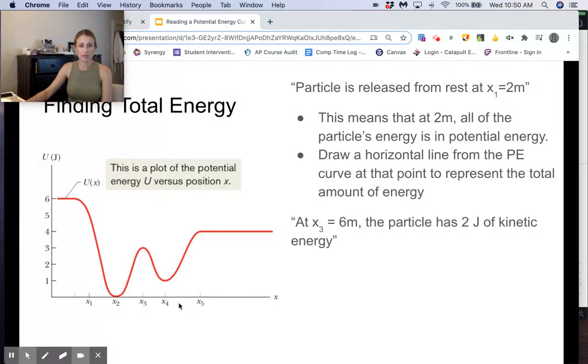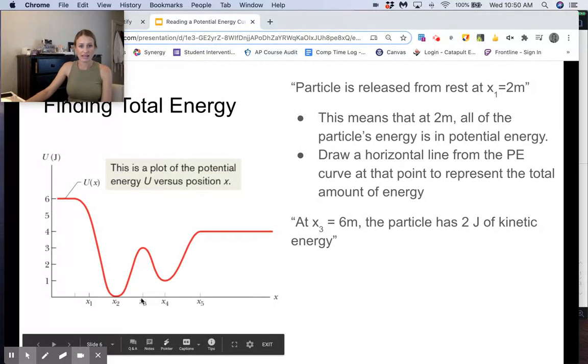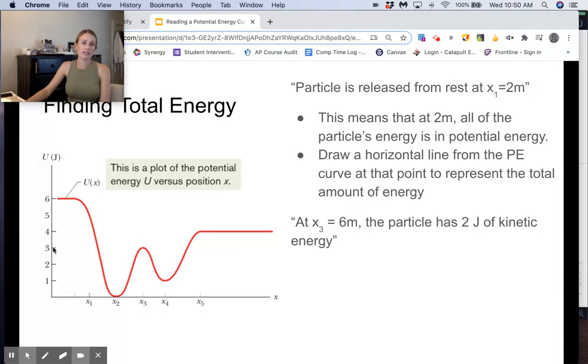Another example would be at x3 equals 6 meters, the particle has 2 joules of kinetic energy. So you would come here to this x3, which is 6 meters. And here I would see, okay, looks like I have 3 joules of potential energy. And then it says the particle has 2 joules of kinetic energy. So I would then add 2 joules in order to get my total mechanical energy, because I know total mechanical energy is equal to kinetic energy plus potential energy. So my total here would be 3 plus 2, which is 5.